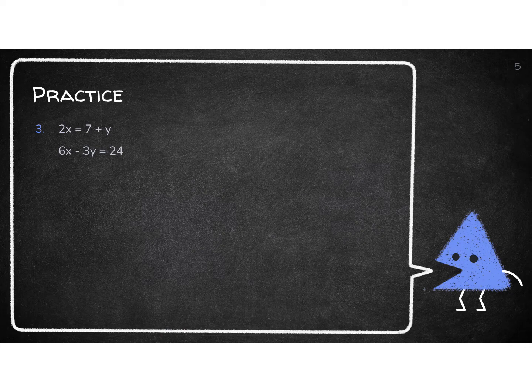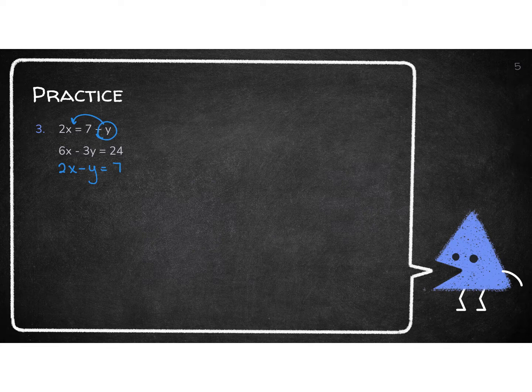Okay, let's look at number 3 here. So I need both of these to be in standard form. When I look at that first one, my x and my y are not on the same side. So I need to move this y to the other side. So I'm technically going to have 2x. That positive y, when I moved it over, is now going to be a -y equal to 7.